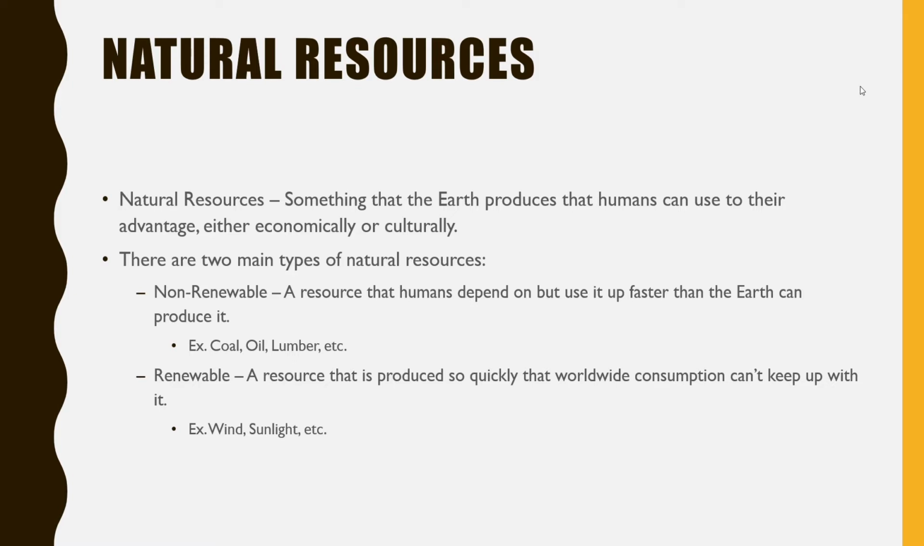There are two main types of natural resources, non-renewable and renewable. Non-renewable resources are resources that humans depend on but use up faster than the earth can produce them. Some examples would be coal, oil, and lumber. Renewable resources are resources that are produced so quickly that worldwide consumption cannot keep up with it. Some examples would be wind and sunlight.